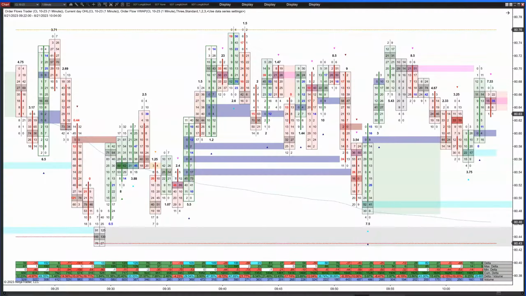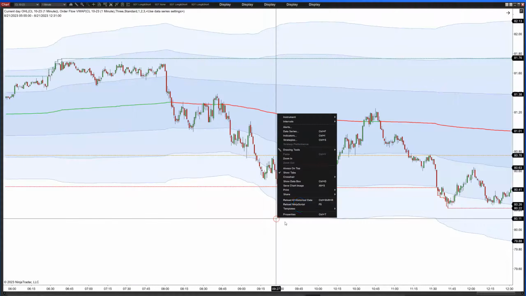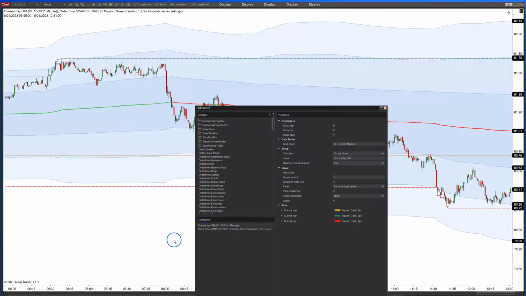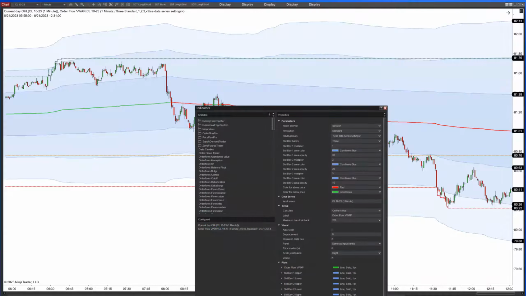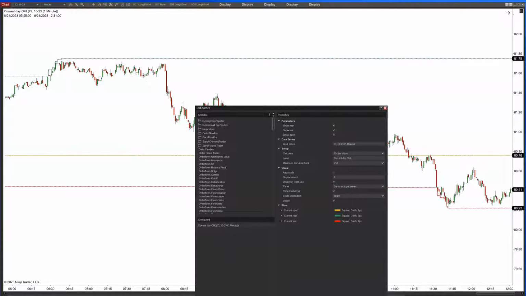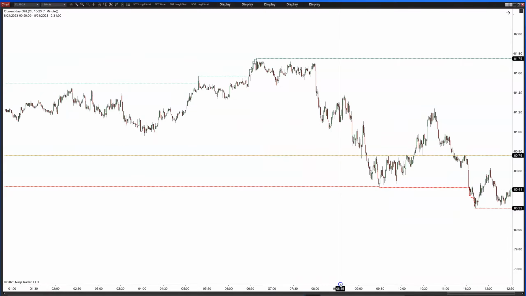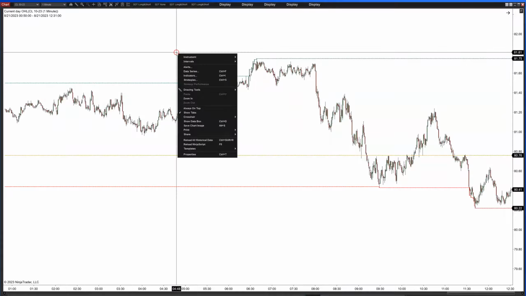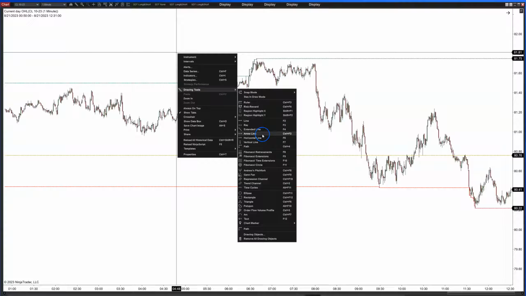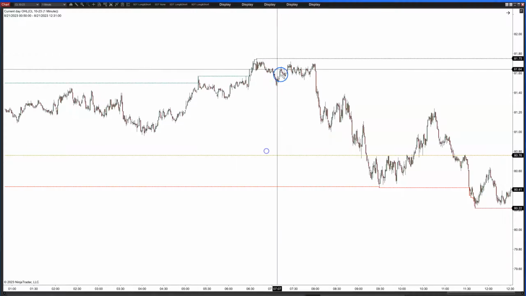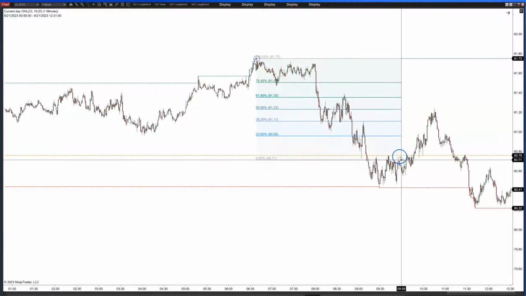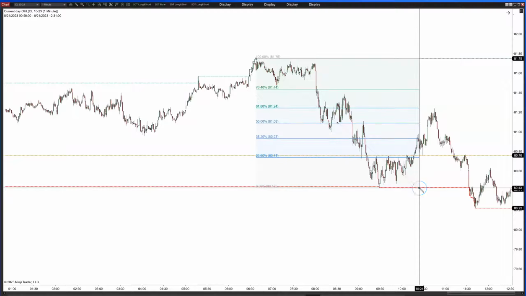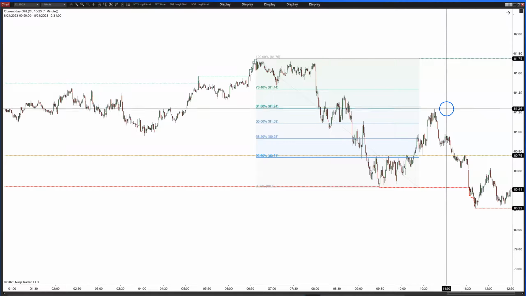Okay, but this VWAP, again, it doesn't have to be VWAP, right? Let me just take off this VWAP. Maybe you're just using something simple like fibs. It doesn't matter what you're using, right? So let's add retracements. Go from the high to this low. As you can see, it came right back up here, 61.8, got within a tick.